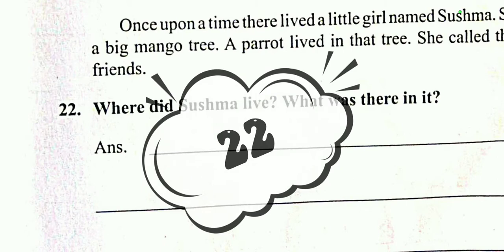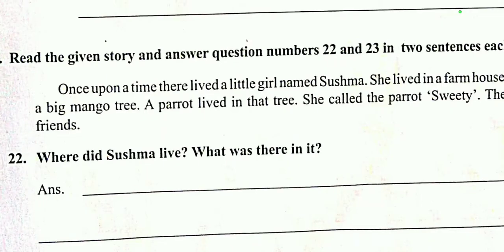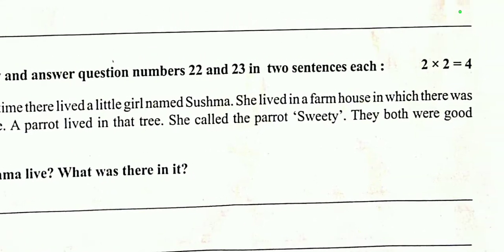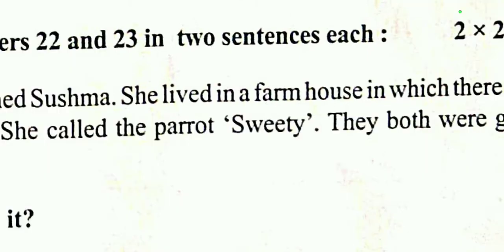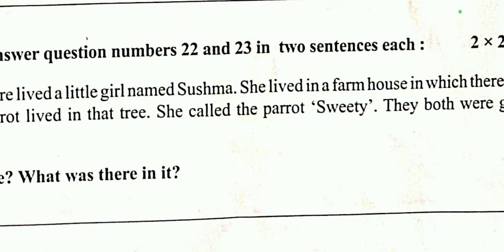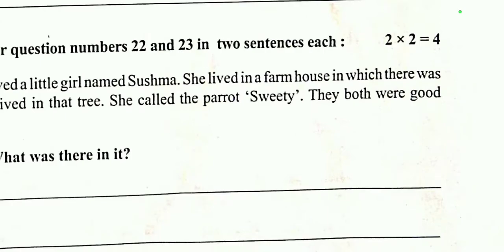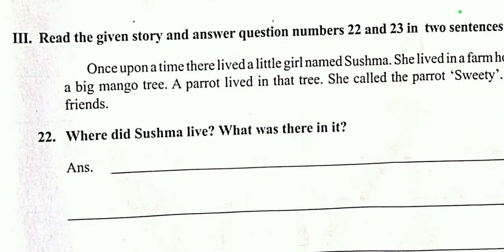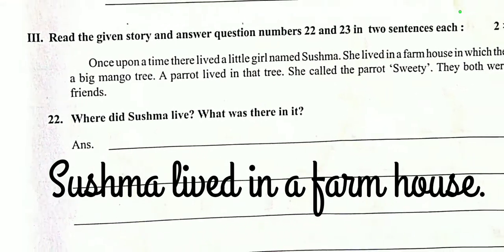22. Where did Sushma live? What was there in it? So very simple. You don't have to make up your own story. All you have to do is take your pencil and see. The answer is right in front of you. All you have to know is a little bit of English. Instead of she, you write Sushma lived in a farmhouse. What was there in it? So here you can see the answers. There was a big mango tree. So that's the answer. She lived in a farmhouse and there was a big mango tree.